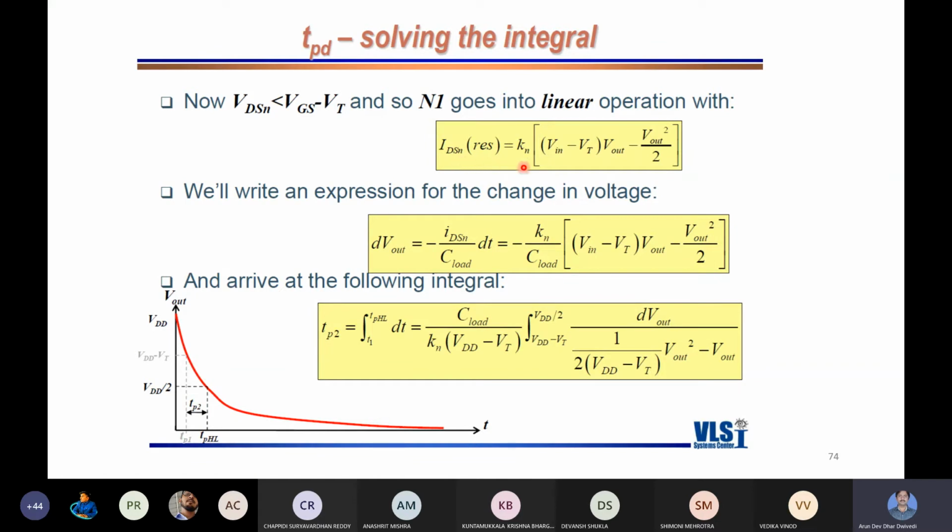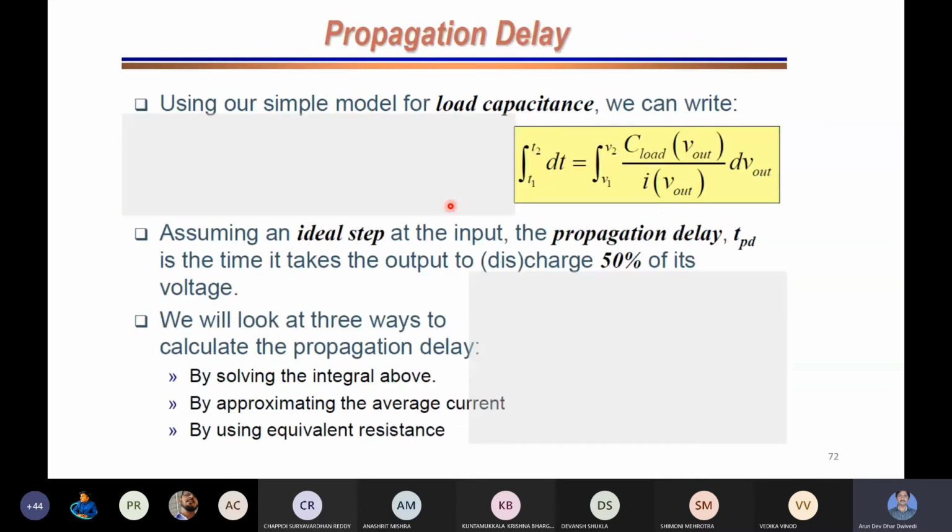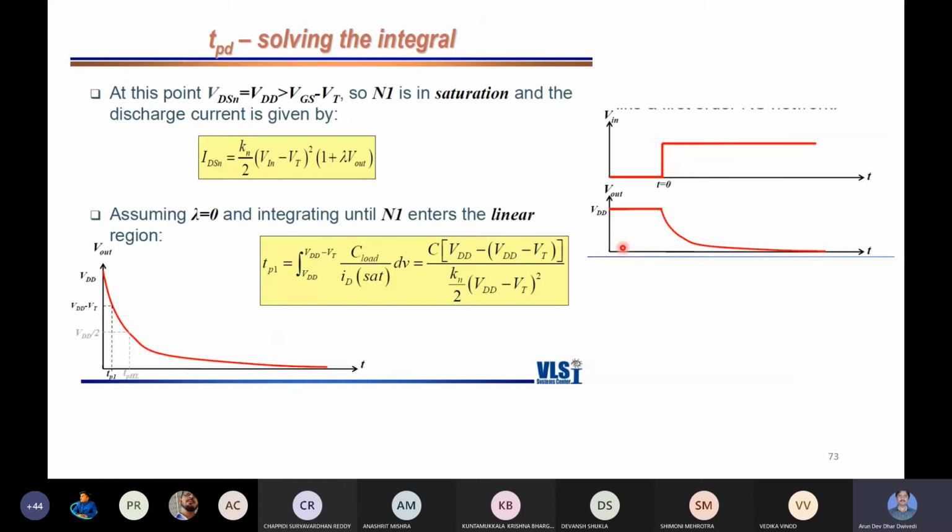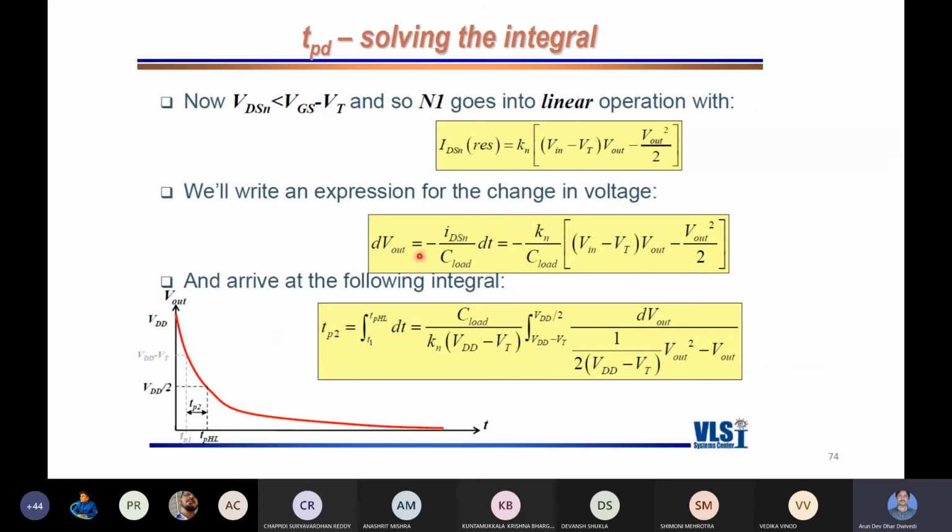The drain current equation for the NMOS is Kn times ((Vin minus Vt) Vout minus Vout squared by 2). This equation can be used, and if we use this equation, then recalling this dVout, we can find it by rearranging the variables. So dVout equals minus IDSN saturation by Cload times dt, and even dt can be calculated, meaning dt is the integral.